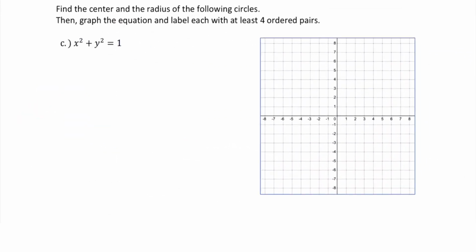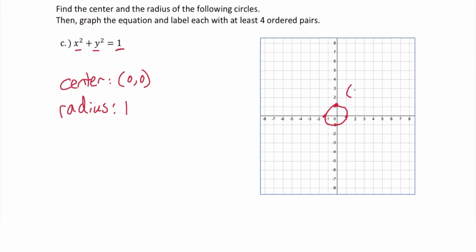In this example, notice that there's no number beside x or y, so we have the center at the origin. The radius is the square root of the constant. The square root of 1 is 1. So we have this small unit circle centered at the origin. We want to label those 4 points.